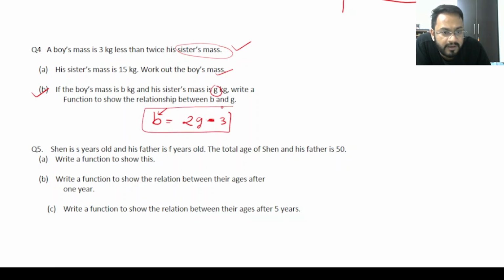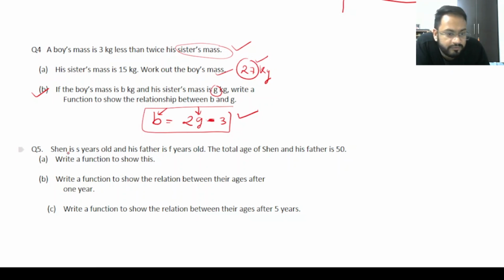Now if his sister's mass is 15 kg, if you put 15 here, what will be the mass of the boy? 15 into 2 is 30, 30 minus 3 is 27. So the boy's mass is 27 kg, right? So I made the function first and then I put in the value 15. So that way I got it very easily.